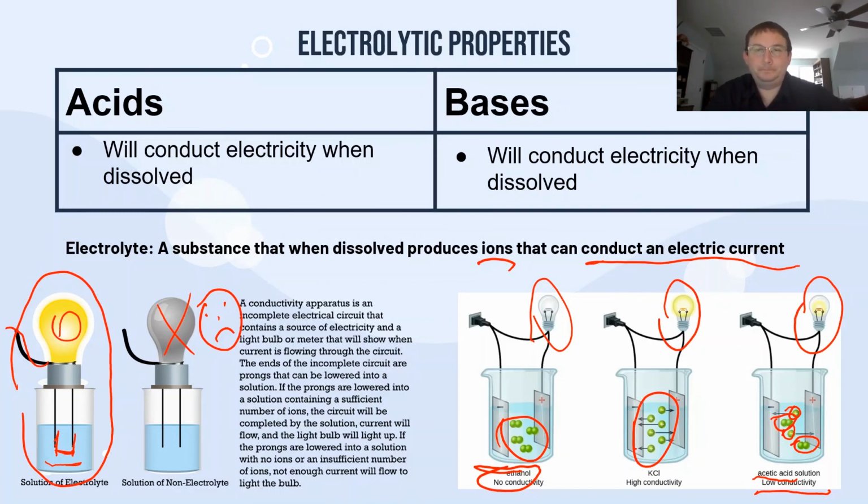So, point being, acids and bases are both electrolytic, or both have electrolytic properties.